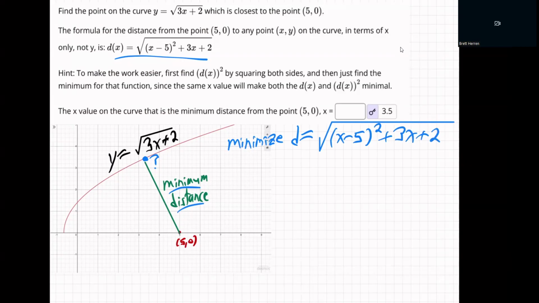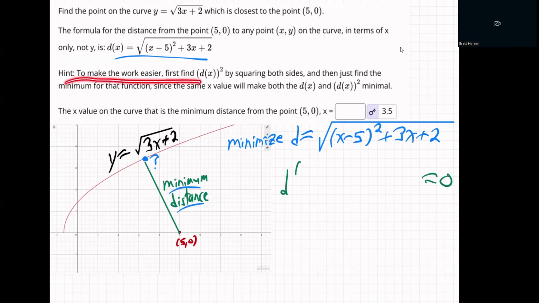Well, how do we minimize something? Well, we take the derivative and we set it equal to 0, right? Because when the derivative, the slope, is 0, that's when you find your peaks and your valleys. Like on a roller coaster, when you're at the top or the bottom, your slope is flat, your derivative is 0. That's how we find mins and maxes. But before we do that, let's notice the hint.